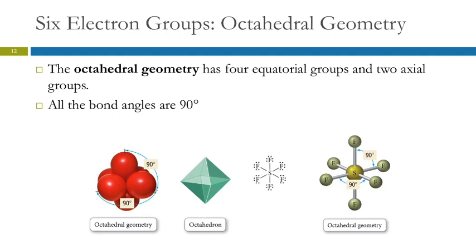And then there's octahedral geometry. So you stick another one in here, and now you've got four around the middle, and one up and one down. But in this structure, all of the angles are 90 degrees. So we don't really talk about an axial and an equatorial because they're all 90-degree angles. This is called an octahedral geometry because it's an octahedron. And sulfur hexafluoride is something that does this.